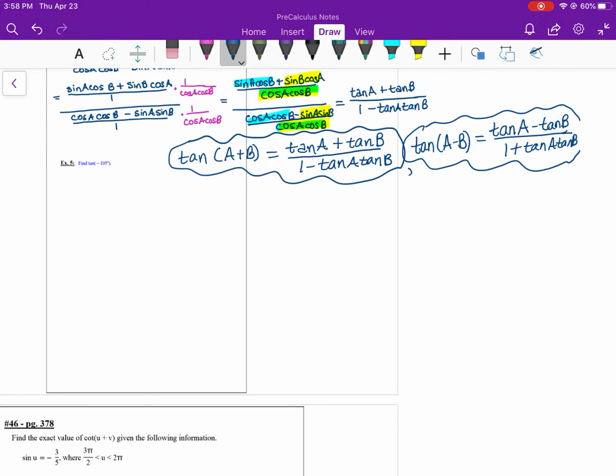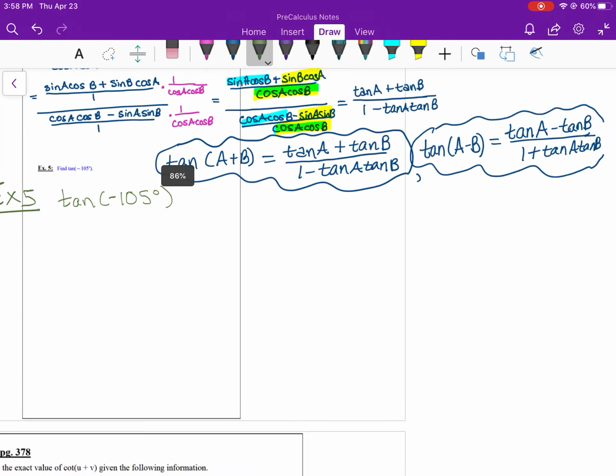Okay, so here's what we're going to do. You can't read this problem because it's pretty small and blurry, but I'll write it bigger for you. So this is example 5, tangent of negative 105 degrees.